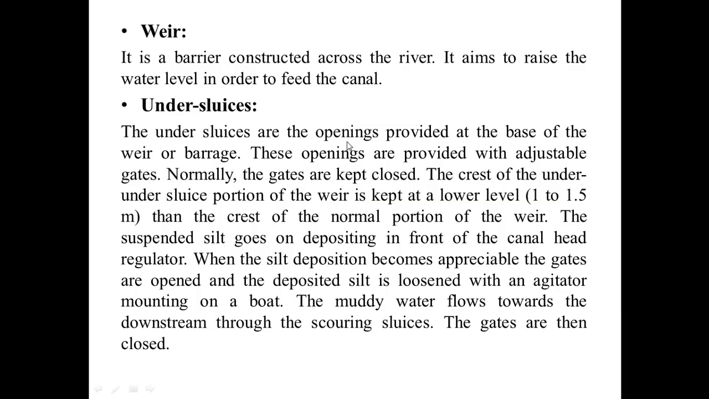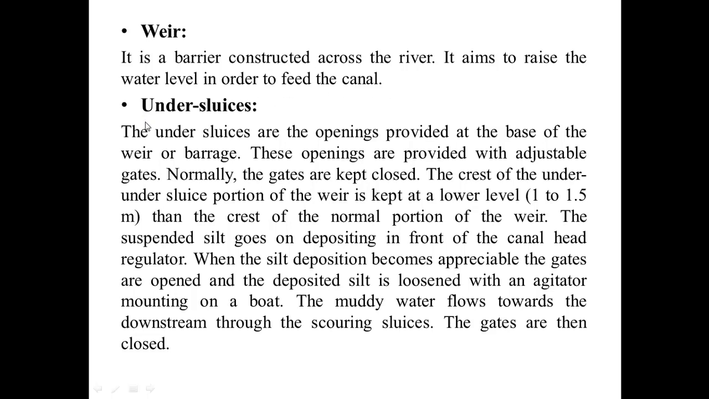First of all, we have weir. As we already studied in the previous lecture, weir is a barrier constructed across the river. It aims to raise the water level in order to feed the canal. Clear? So weir is a barrier which is constructed across the river for the purpose of raising the water level to feed the off-taking canal.